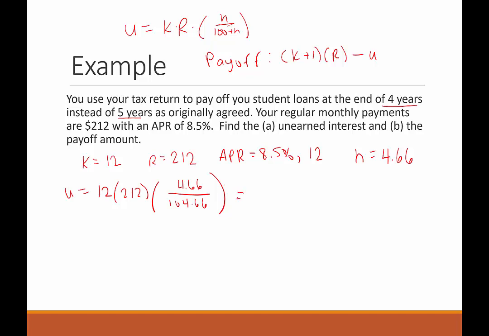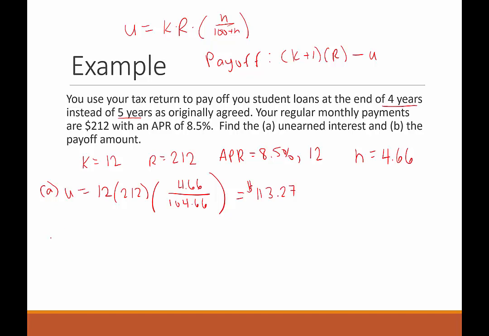Okay, and when I do this calculation, we're going to round to the nearest penny, and I get that we are saving $113.27. So that's money that's in your pocket that you would have paid if you waited to pay off your loan for that 5th year, but instead, because you're paying it off early, that's your savings right there. All right, so this was A. We calculated the unearned interest, $113.27.